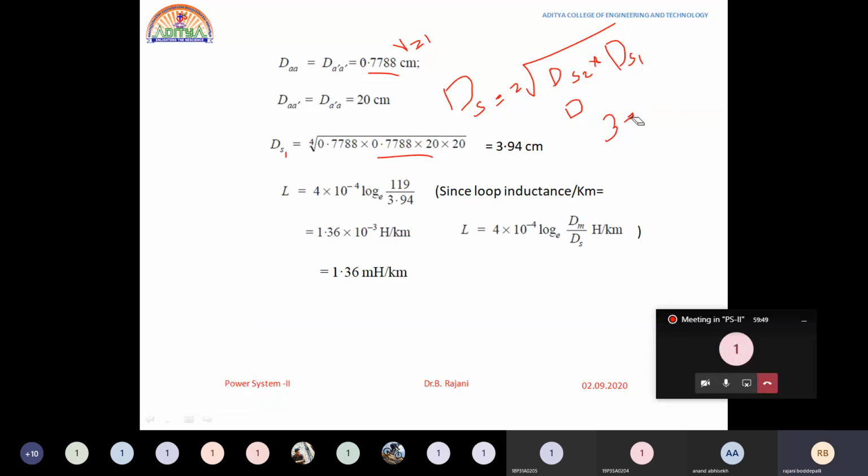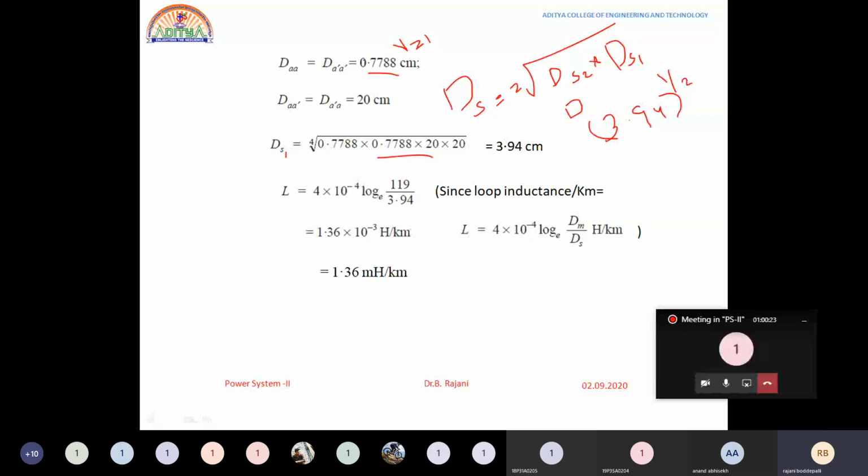Is of 3.17 into 994. It is 3.94 whole to the power of 1 by 2. You can write it like this, whole power 1 by 2. You will have the same answer as under root, I mean, the under root becomes 1 by 2. This is the DS1 value, and DS2 is also the same value. 2 root DS1, DS2 value gives you the value of this one. Finally, you will have the value of this.